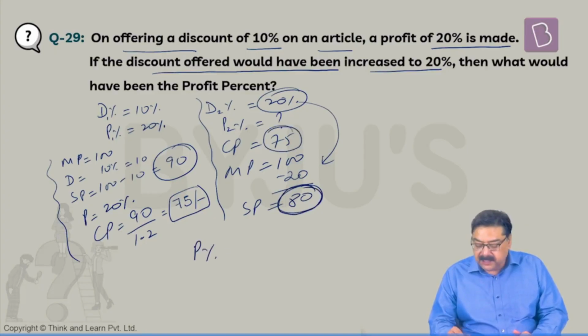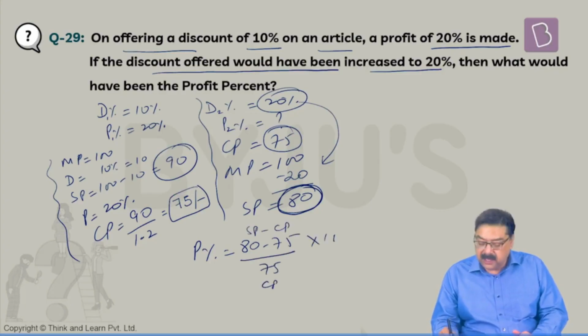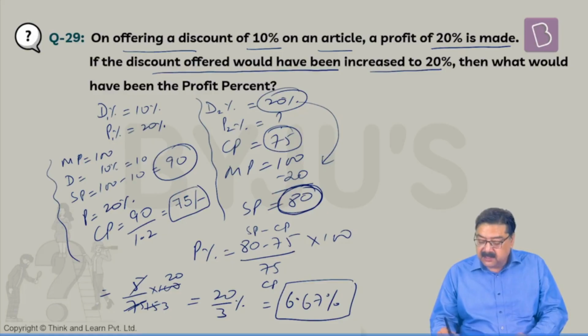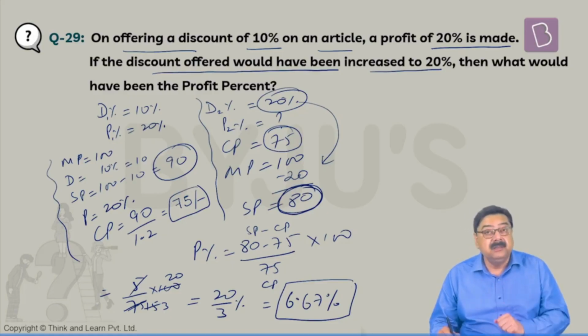So profit percent here is (80 minus 75), that is selling price minus cost price, by cost price, that is 75 into 100. So this becomes 5 by 75 into 100. These cancel, goes by 15. Again cancels by 5. 5 3s are 15 and 20s are 100. So profit percent is 20 by 3%, and that is 6.67%. That will be the profit earned if discount is doubled in this case.